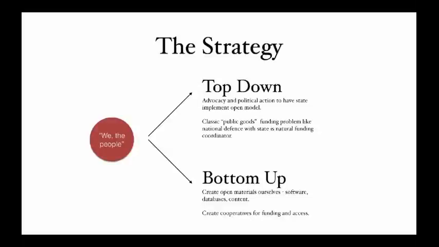But we need the state to go and change the rules. And that means we need to go out there and take political action. We need to engage in advocacy and we need to have the state implement an open model. That's what we need them to go do. And it's a classic public good problem.